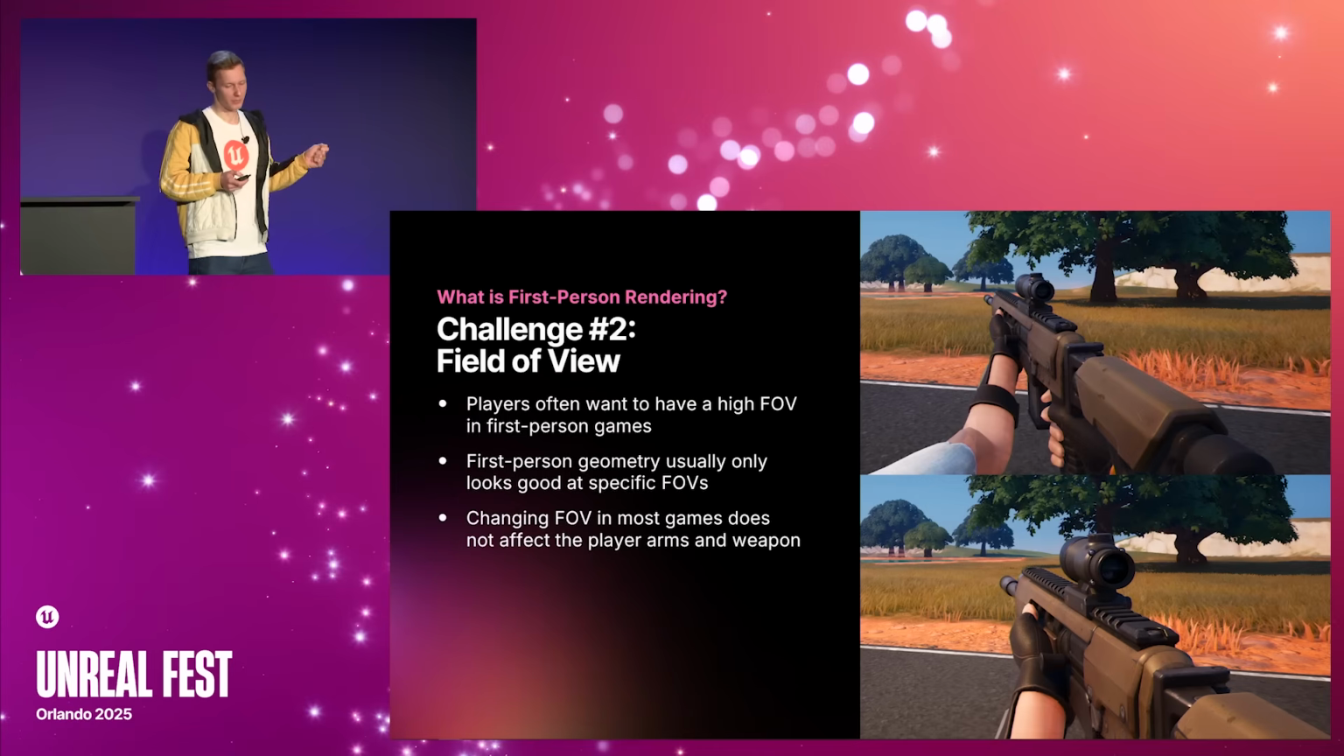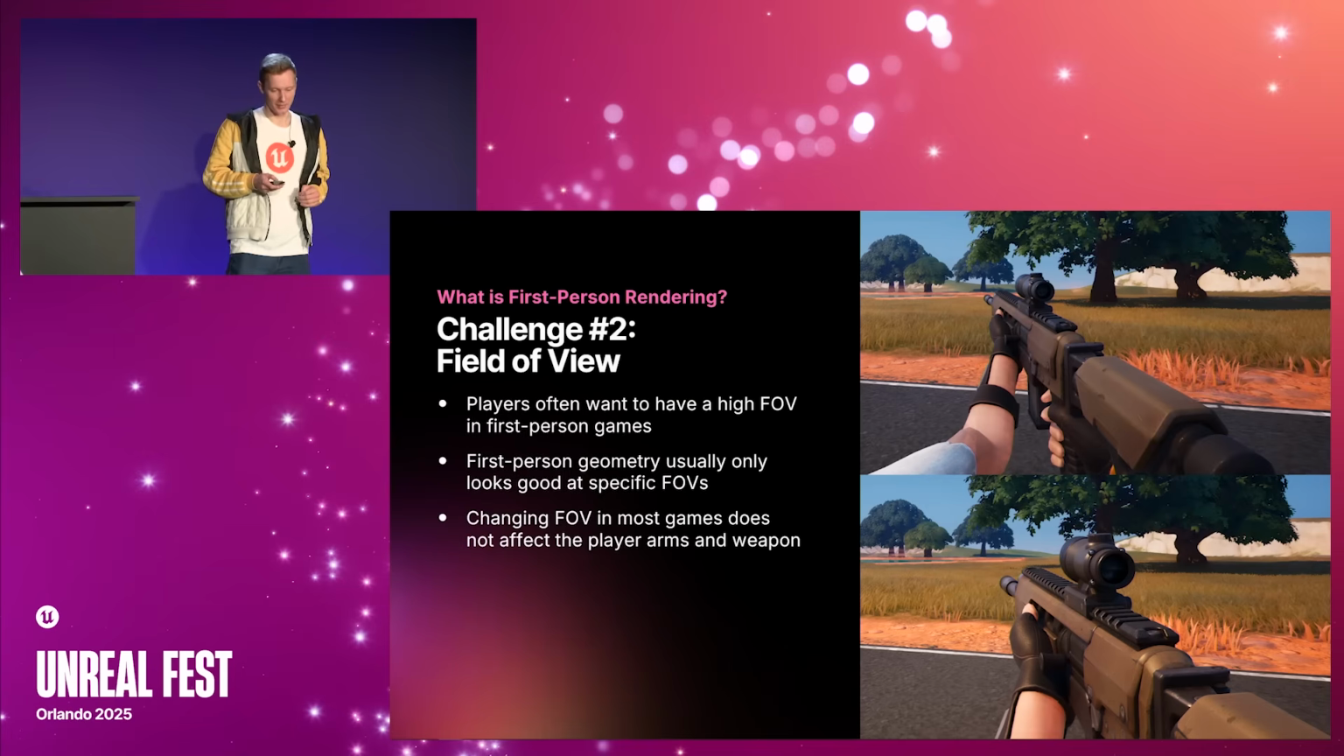Actually, first-person geometry usually only looks good at a few specific field of views, or a narrow range of the field of view band. So next time you play another first-person title that has a slider to change the field of view, play around with it and pay attention to it. It will most likely only change the field of view of the scene, but if you take before and after screenshots and compare them, your first-person geometry, so your hands and your gun, will look the exact same. So they figured it out.